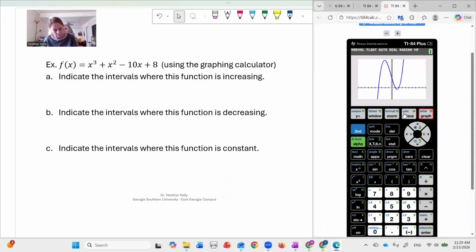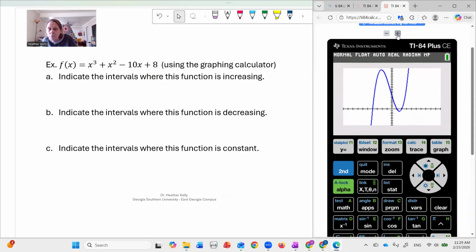Okay. All right. Now that we have a picture, I like to determine where it is changing direction. And this is kind of an eyeball thing. Let me make my graph bigger now.